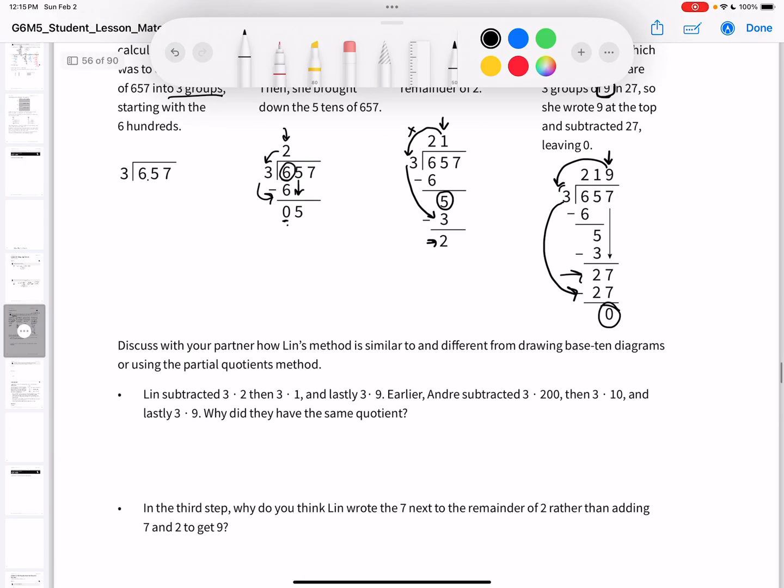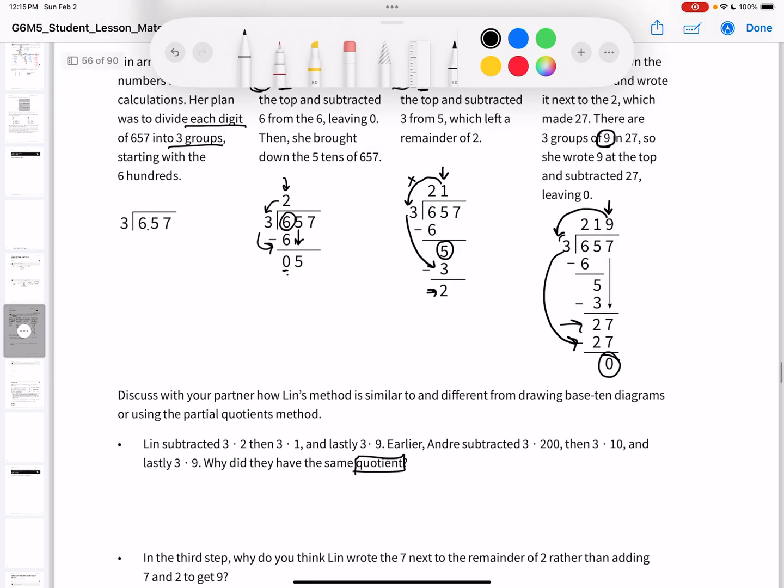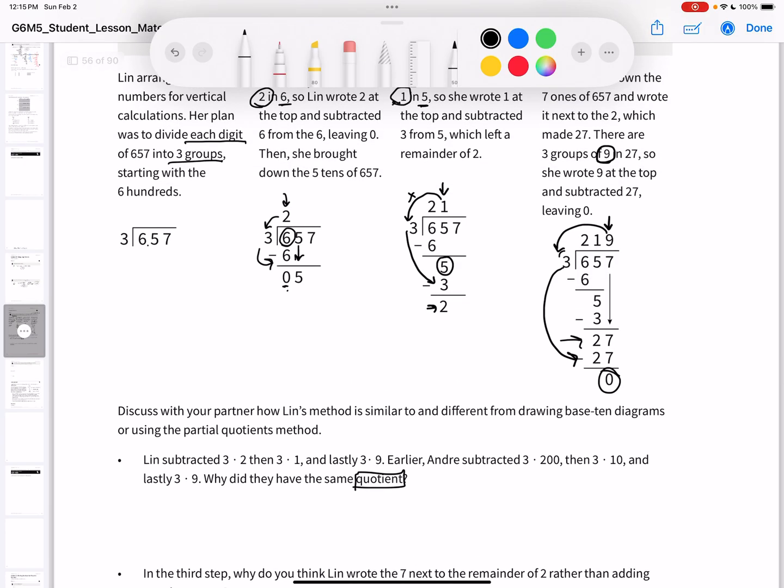All right, it says Lynn subtracted 3 times 2, then 3 times 1, and lastly 3 times 9 earlier. Earlier, Andre subtracted 3 times 200, then 3 times 10, and lastly 3 times 9. Why did they have the same quotient, the same answer, right? Okay, so we're going to look at this, and I'm going to use this one over here, and I'm going to do it in blue. So let's do Andre's method here.